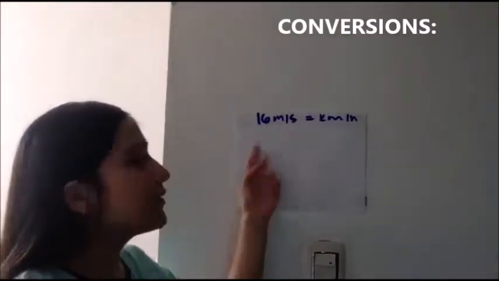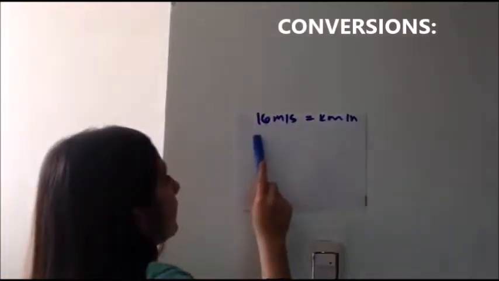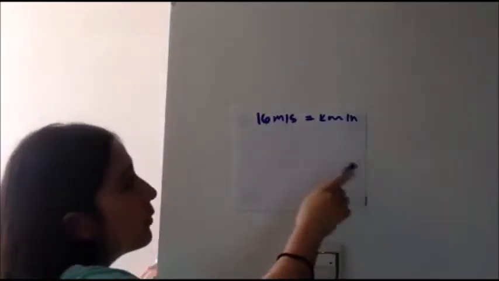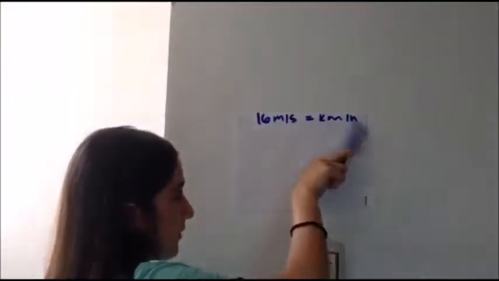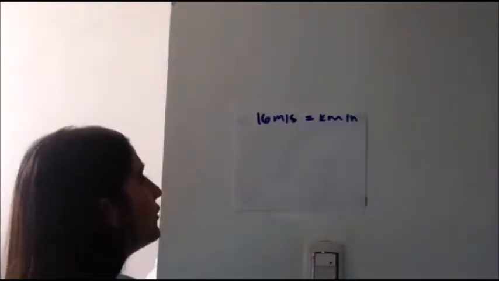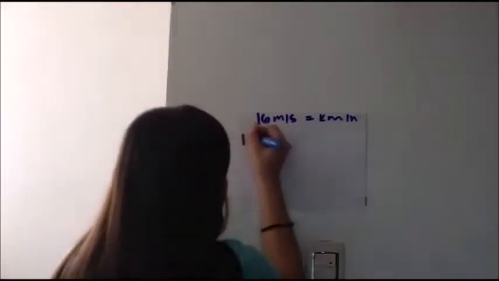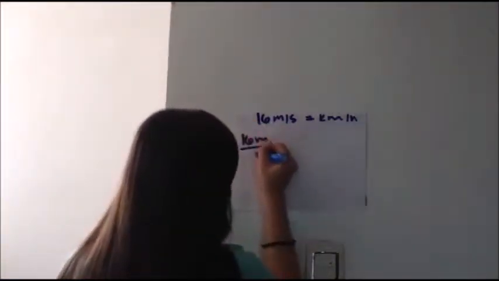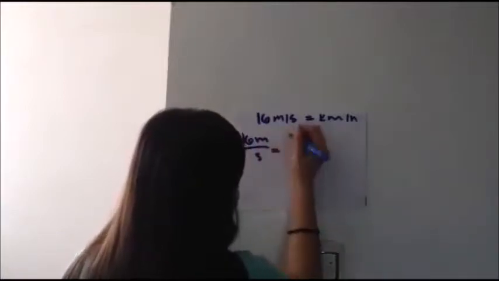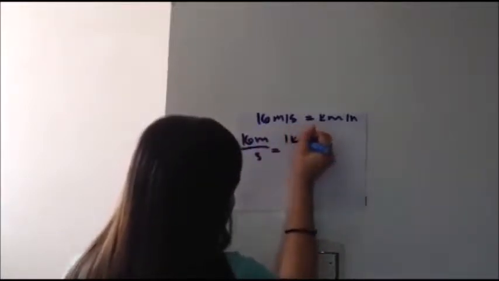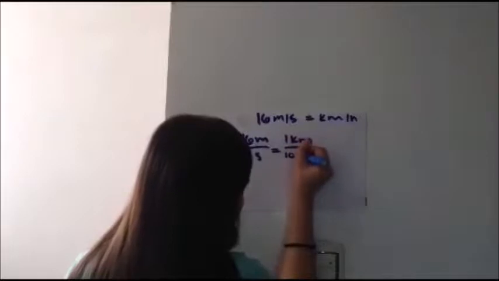So the first example that we have here is 60 meters over second. We want to pass it to kilometers over hours. So the first thing that we have to do is to pass meters to kilometers. So 60 meters over second will be 1 kilometer over 1,000 meters.